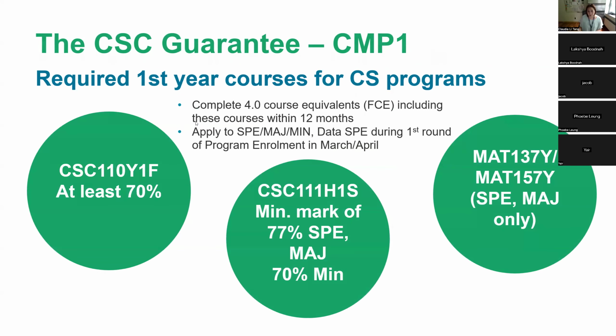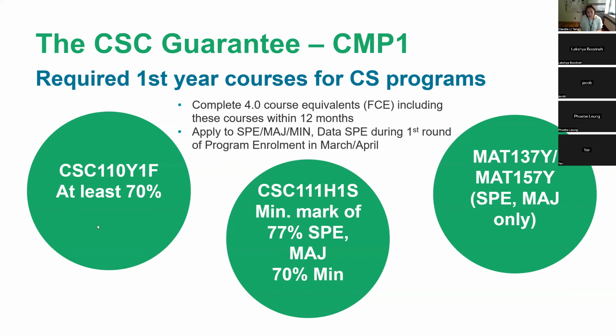Okay, so earlier we talked about the first year requirement. You have 12 months to complete them. And actually, when you look at this course, it tells you that you need to do it with at least 70. But when you look at the timetable, you'll see that this course is offered in the first term. You see an F here. And CSE 111 is a half credit, so that is offered in the second term.